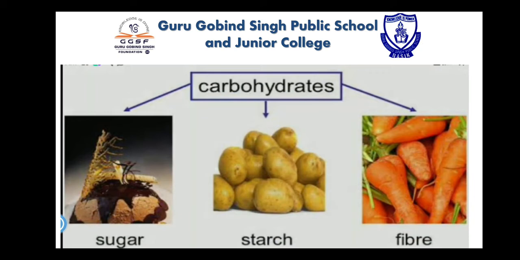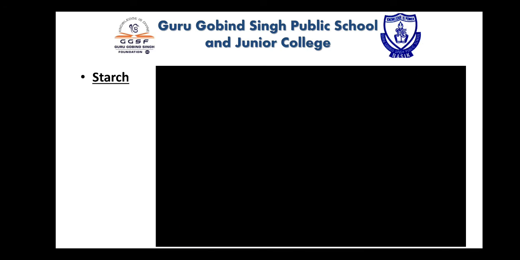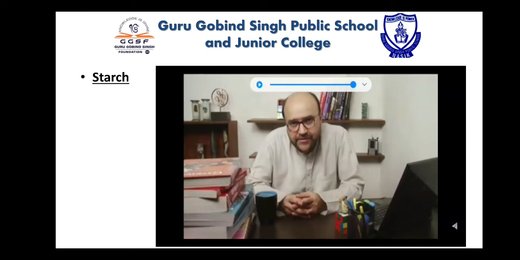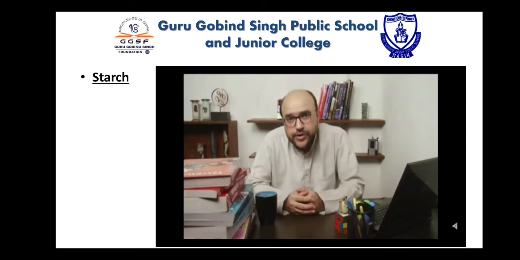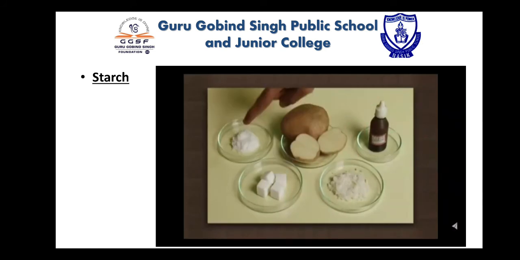So let's see first about the starch. Before we continue, let's see this video. An important constituent of our daily food are carbohydrates, which we consume in the form of starch. Starch is a high-calorie food that converts to sugar during digestion. Starch is also produced by all green plants as an energy store. Today we will conduct an experiment to test the presence of starch in potato, rice, sugar, and salt.